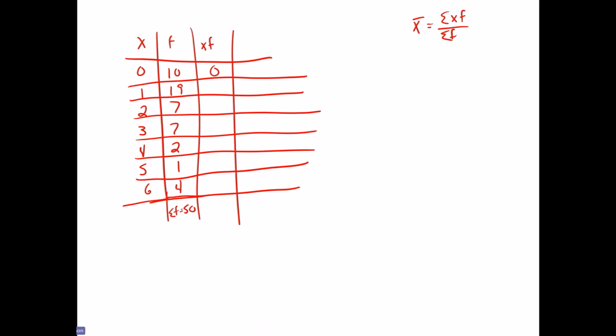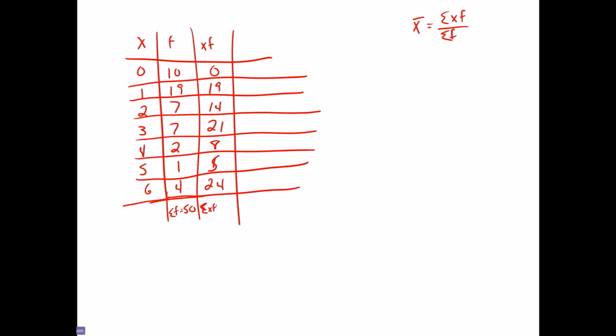So 0 times 10 is 0. 1 times 19 is 19. 2 times 7 is 14. 3 times 7 is 21. 4 times 2 is 8. 5 times 1 is 5. 6 times 4 is 24. And so we need the sum of that column.